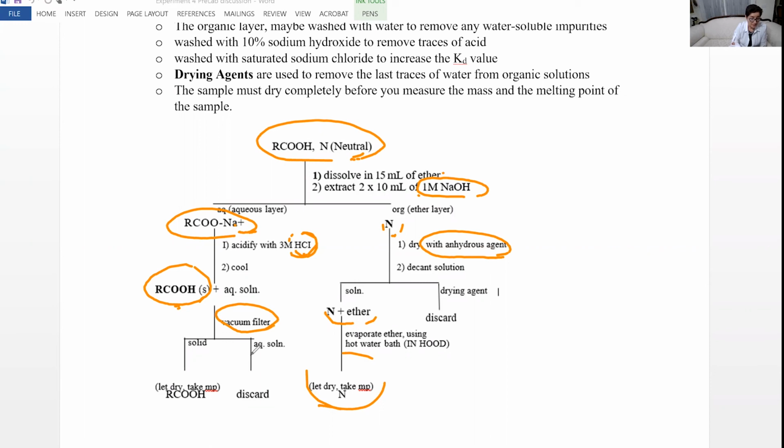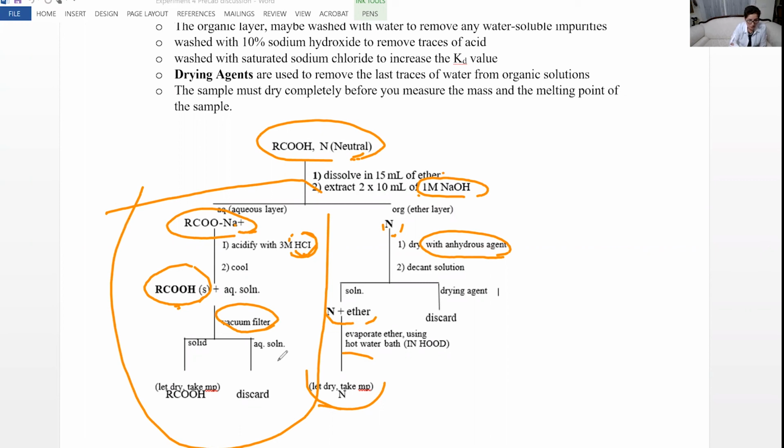While it's on the vacuum filtration, you're going to wash it with cold solvent, just like recrystallization. So this part of the experiment is just like recrystallization. You're repeating recrystallization here.